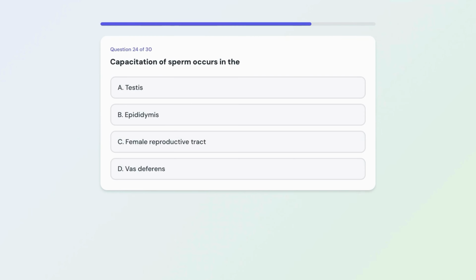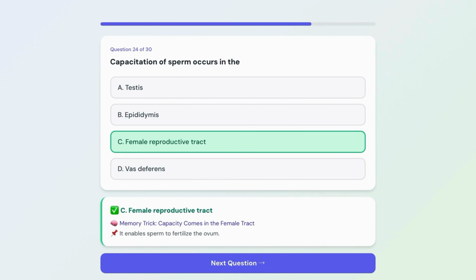Pteridophytes. Capacitation of sperm occurs in testes, epididymis, female reproductive tract? What's the difference? The correct answer is the female reproductive tract. Many students think sperms become fully mature in the testes or epididymis, but that's not true. The sperms are produced in the testes and stored in the epididymis, but they are not capable of fertilizing the egg at that moment. Only after sperm enters the female reproductive tract does it undergo a process called capacitation, which is capability to fertilize.